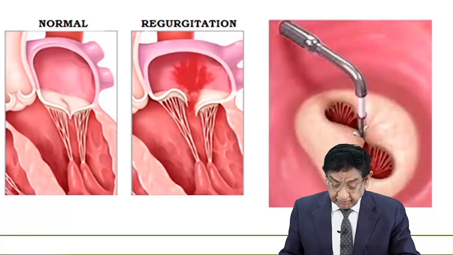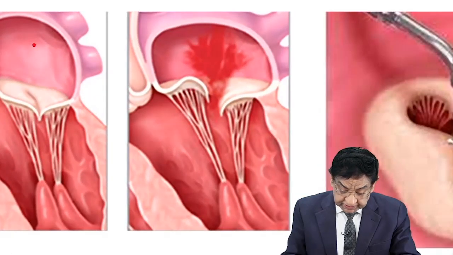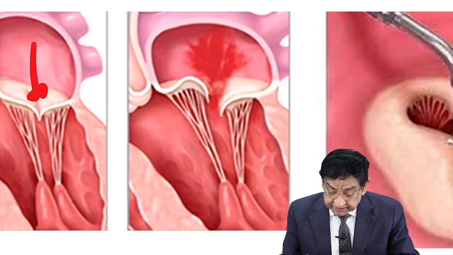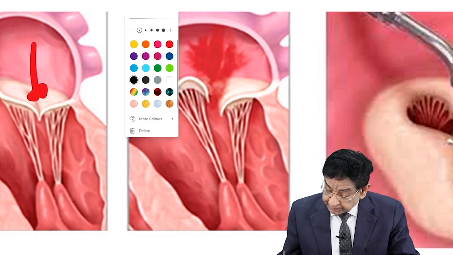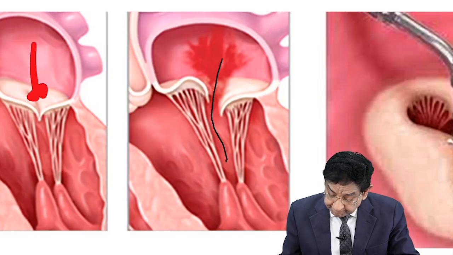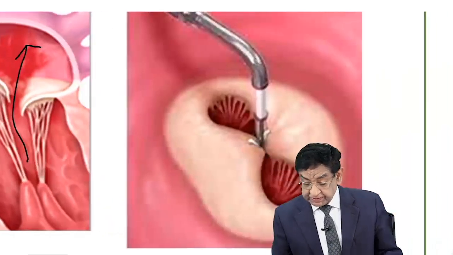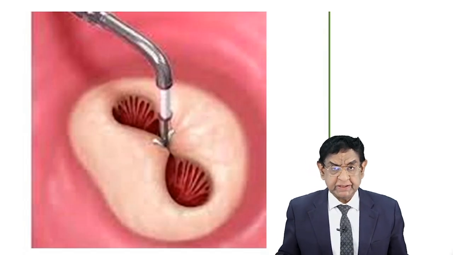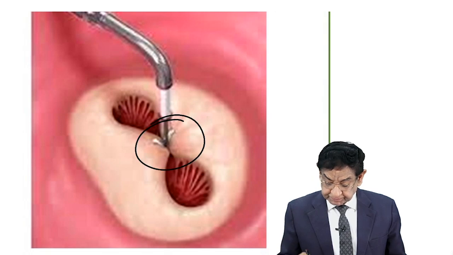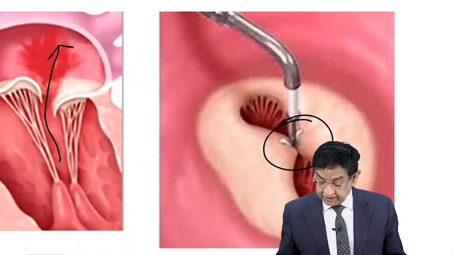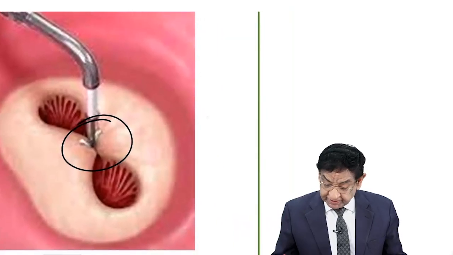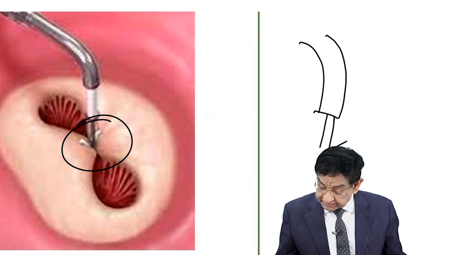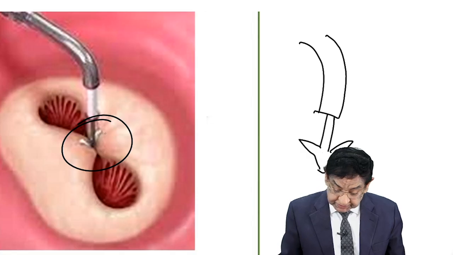Repair. This is a normal valve. You can see this is closing. This is the mitral regurgitation. You can see the big gap is there. Okay, and now they are doing repair. Just see what they are doing. They are trying to shorten the gap. Look into this photo, if you can see it carefully, you are getting like this, and you are getting something like this. Look into this.